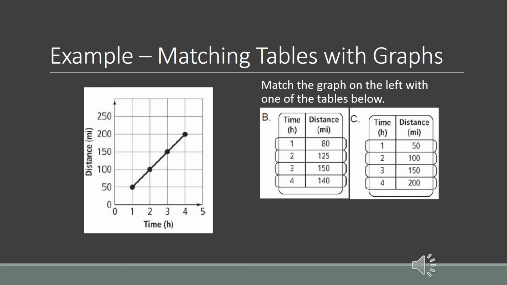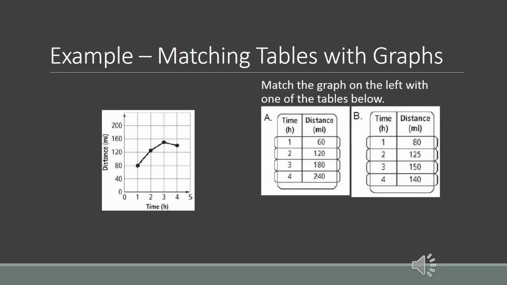Here's an example of matching tables with a graph. Choose which table on the right matches the graph on the left. Pause the video at this point to give yourself a chance to do it. The answer for this one is the one to the right, C, if you match the table with the graph.